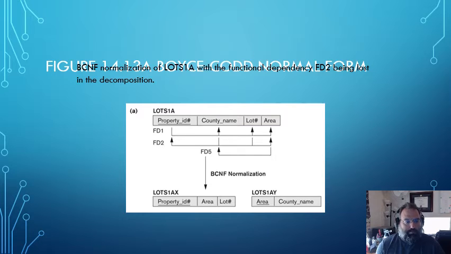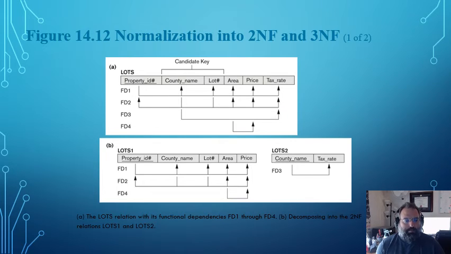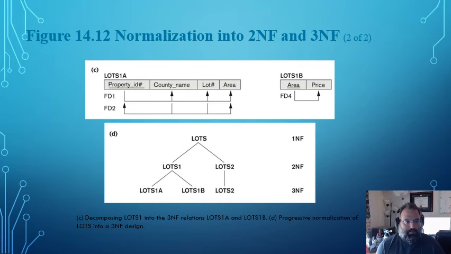This is a Boyce-Codd normal form dependency diagram. Figure 14.12 is the normalization of second normal form and third normal form in the second screen.